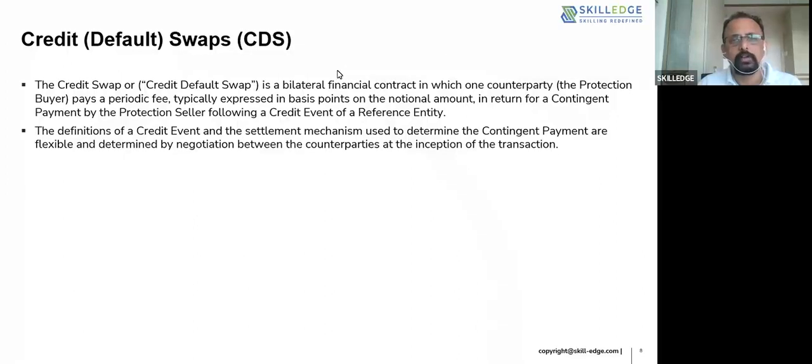A CDS is a bilateral financial contract between two parties, in which one counterparty is called a protection buyer, right? The one who wants to buy protection, just like I'm, let's say, buying insurance for my car, right? There's a periodic fee.